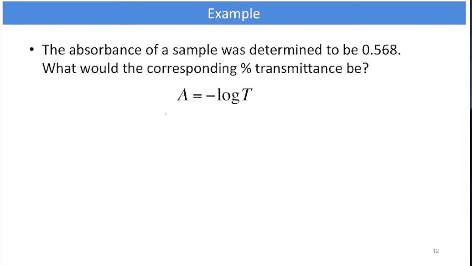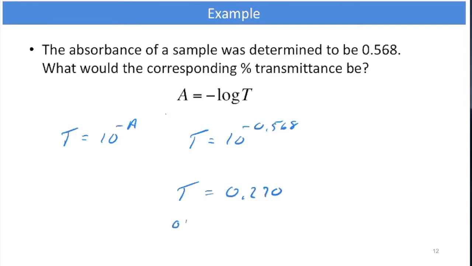The absorbance of a sample was determined to be 0.568. What would the corresponding percent transmittance be? So to do this, we're going to have to solve this equation for T, and it kind of looks like the pH equation, right? pH equals the negative log of the concentration of H+, absorbance equals the negative log of transmittance. So it's the same rearrangement, so it ends up that T equals 10 to the minus A, the minus absorbance. So T equals 10 to the minus 0.568, and then T is going to equal 0.270. And if you want to convert that to percent T, just multiply by 100 and you get 27%.